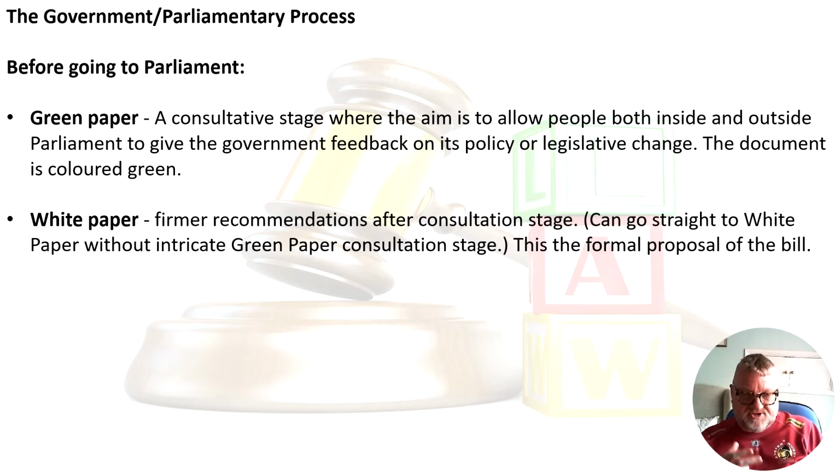Once that consultation process has ended and they start to firm up some of the ideas, it's then formally put down as a formal proposal, and that's called a white paper. Sometimes they won't go to the green paper stage, they go straight to the white paper stage when they need to move things quickly, or they don't feel they need consultation. But before going to Parliament, it's green paper, then white paper, or sometimes just white paper. But for the purposes of answering an exam question, start with green, then white, and know what each stage means.